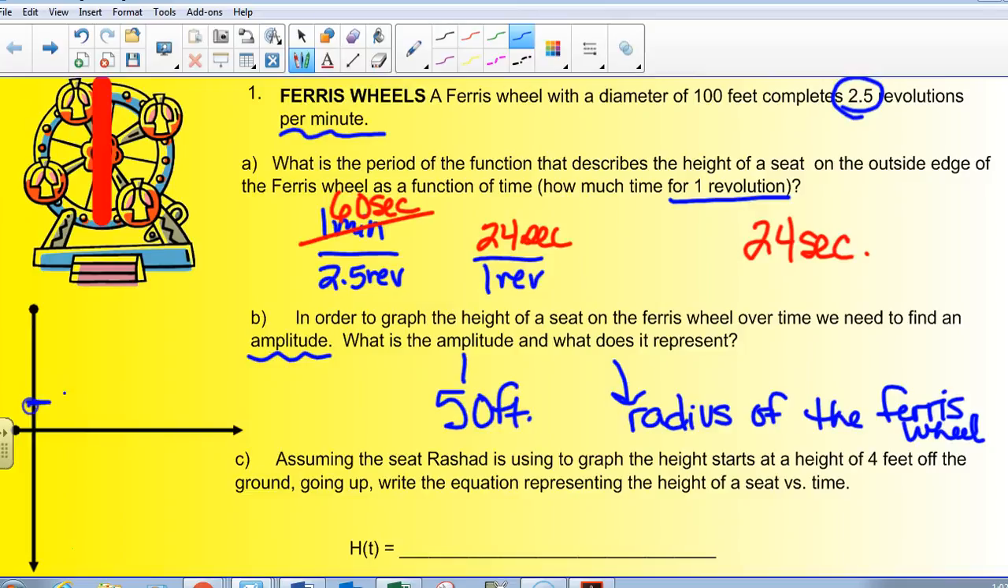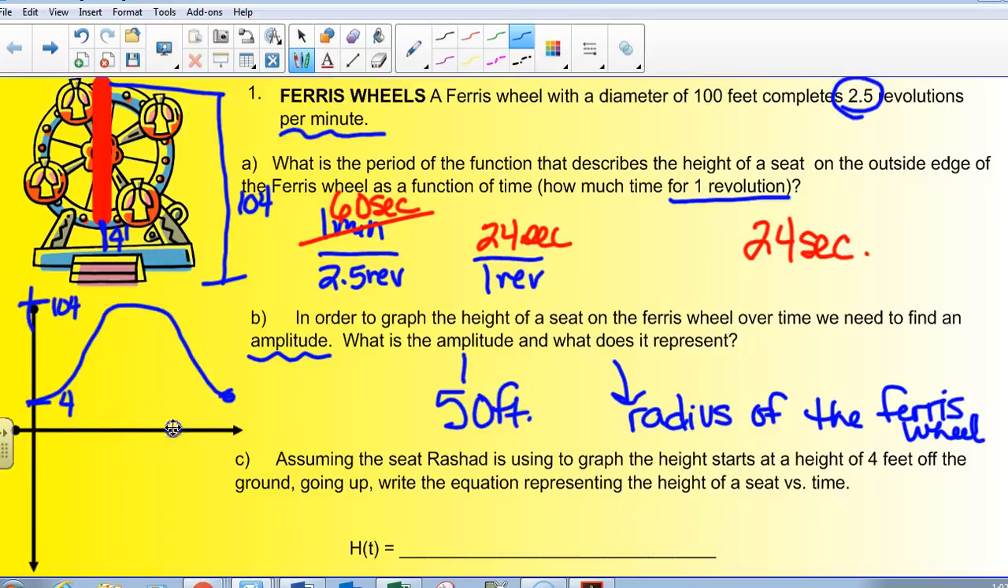Yeah, because he starts 4 feet off the ground and he's headed up. And if you look again at my Ferris wheel up here, if he starts 4 feet off the ground and then he goes a diameter of 100, this max value down to the ground is actually 104. Are we okay? Yes, once around is 24 seconds. So I did it as a negative cosine because it goes min to min.